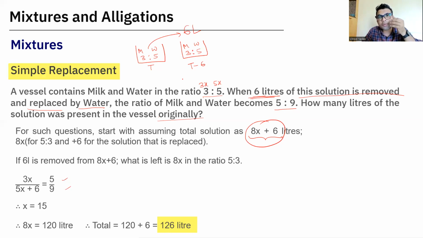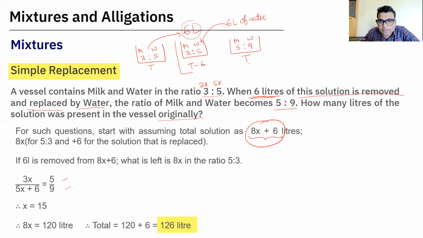This is the property of homogeneous mixtures. Milk and water is nothing but a homogeneous mixture. In that 6 liters also, friends, the ratio of milk and water will be 3:5 only. Now in this, we are adding 6 liters of water. So the total got restored as T. T minus 6 got 6 added back, so it became T. But the new ratio is now 5:9.